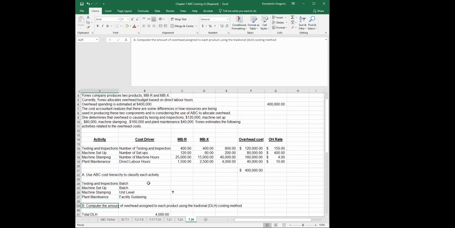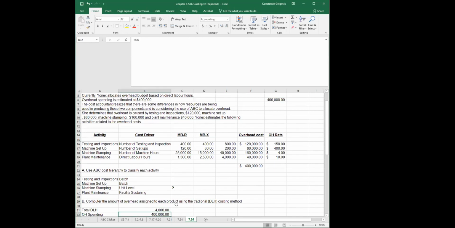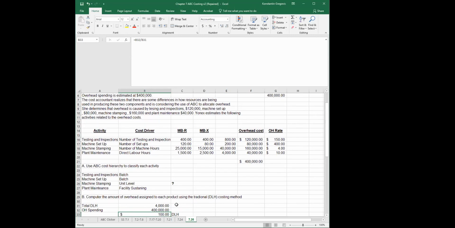So now we're going to do the traditional costing method, where we use only one overhead rate, which is based on direct labor. What is our one overhead rate using traditional costing? We have to allocate 400,000 in cost using an overhead rate based on direct labor hours. Here's a clue. Your total direct labor hours are 4,000. So what's my overhead rate? 100. Let's check. 400,000 divided by 4,000. Perfect. 100 per direct labor hour.